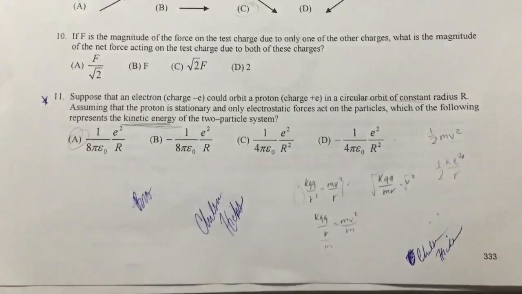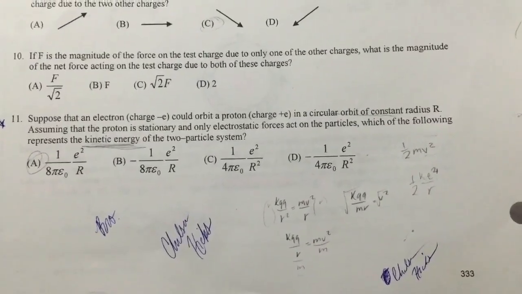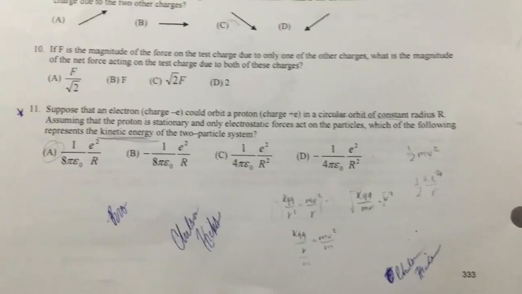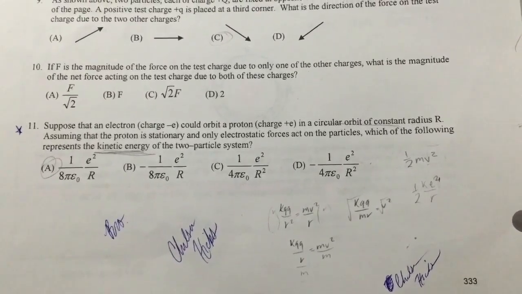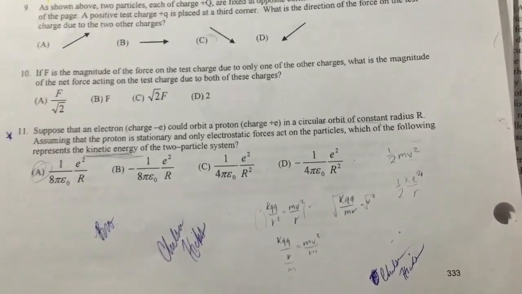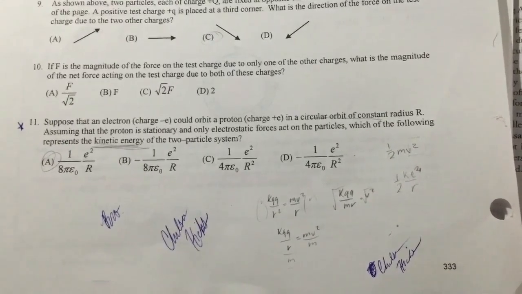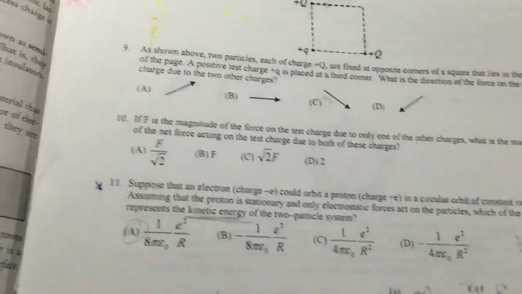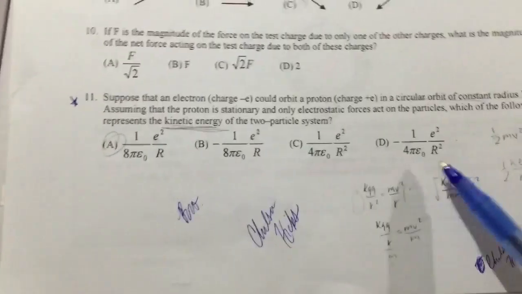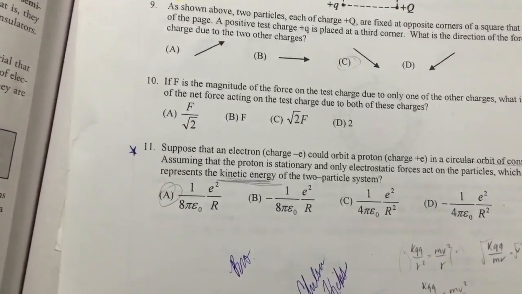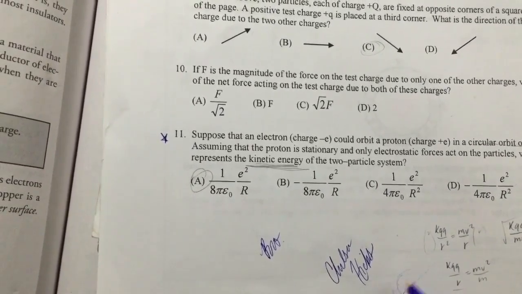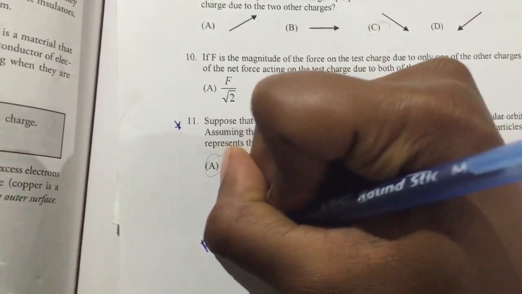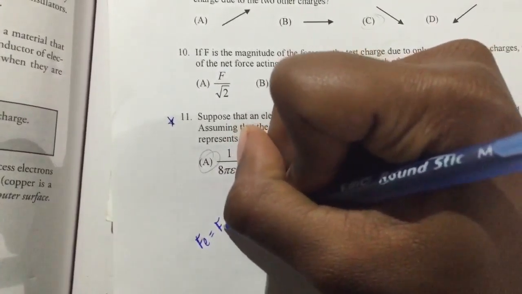Suppose that an electron, charge negative e, could orbit a proton, positive e, in a circular orbit of constant radius r. Assuming that the proton is stationary and only electrostatic forces act on the particles, which of the following represents the kinetic energy of the two-particle system? So for this question, we would use the electrostatic force as the force that keeps the electron in orbit. So we would use the electrostatic force equal to the centripetal force.